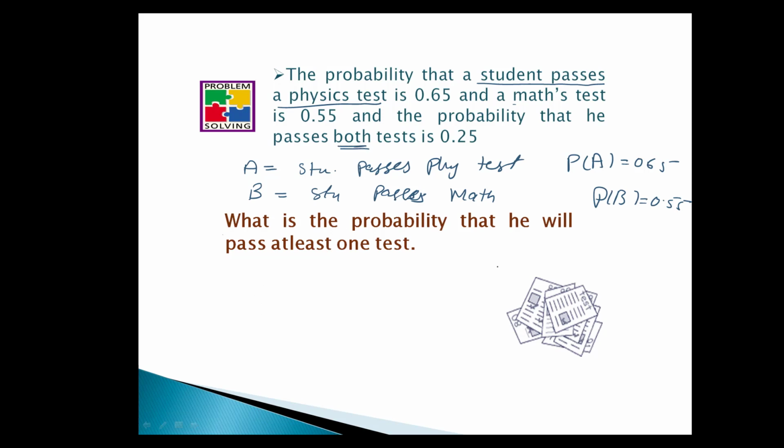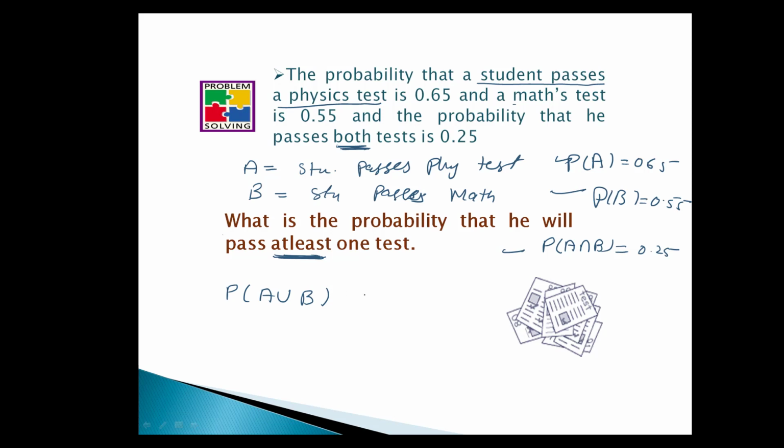So by now you must be having an idea. Both means A intersection B, both of the events happening. And the probability of this is given to us as 0.25. Now these three things are given to us, and they have asked us to find the probability that he will pass at least one of the tests. These are the keywords to solve any problem, both here and at least here. At least means we are interested in finding the probability of the union of the events.